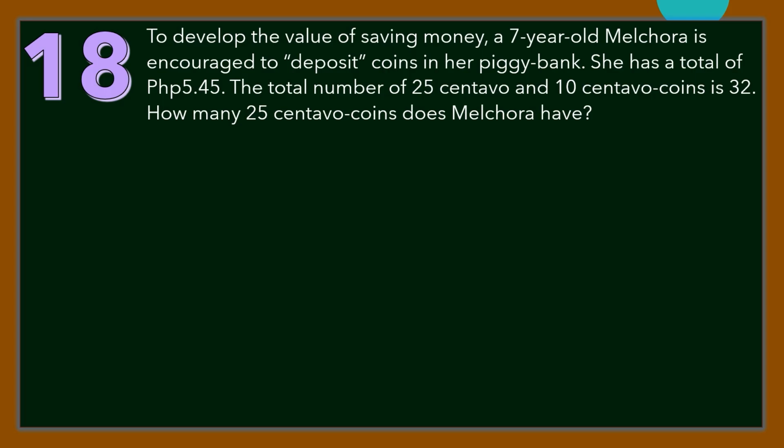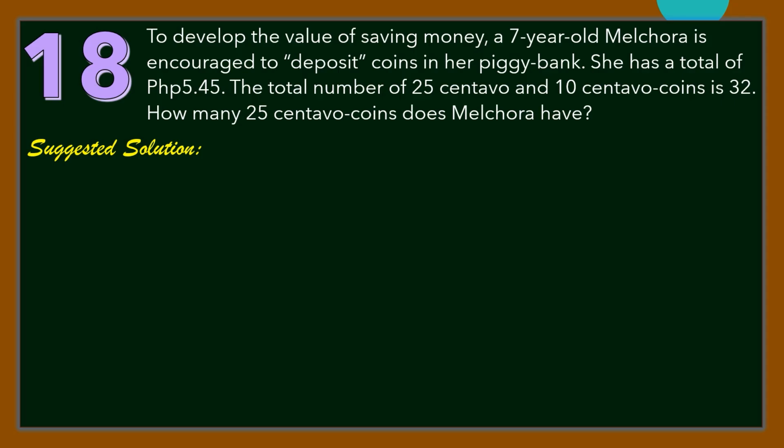Number 18. To develop the value of saving money, a 7-year-old Melchora is encouraged to deposit coins in her piggy bank. She has a total of 5 pesos and 45 centavos. The total number of 25 centavo and 10 centavo coins is 32. How many 25 centavo coins does Melchora have?